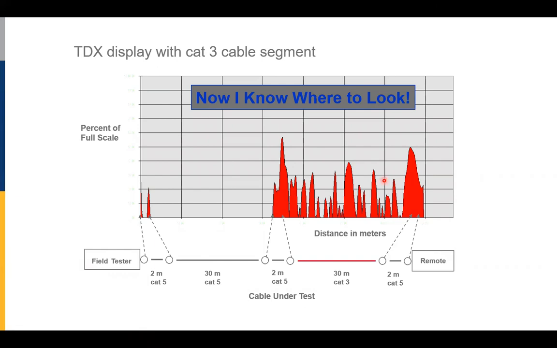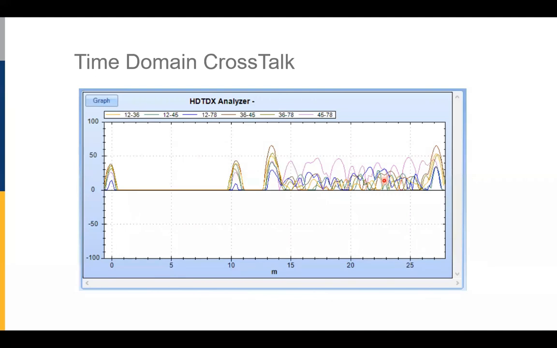And this is what it actually looks like on our new DSX 8000 cable tester. The marketing department got their hands in this, so instead of just being time domain crosstalk analysis, now it's high definition time domain crosstalk analysis. That makes it much better. So again, here's our first connector. Here's the second connector before that short patch cord, and then here's that category 3 cable, and we can see all those bumpy lines in there.